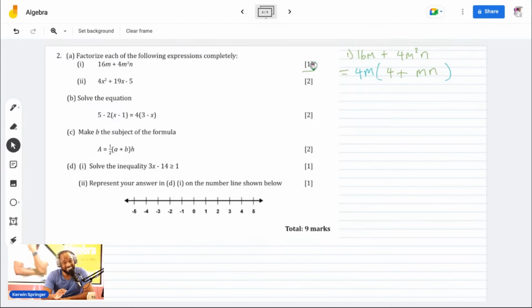1 mark. An indication of basic factorization is that it will always be 1 mark, unless it's a really long, expansive thing. How was that? Do you all understand everything so far? How are we going?